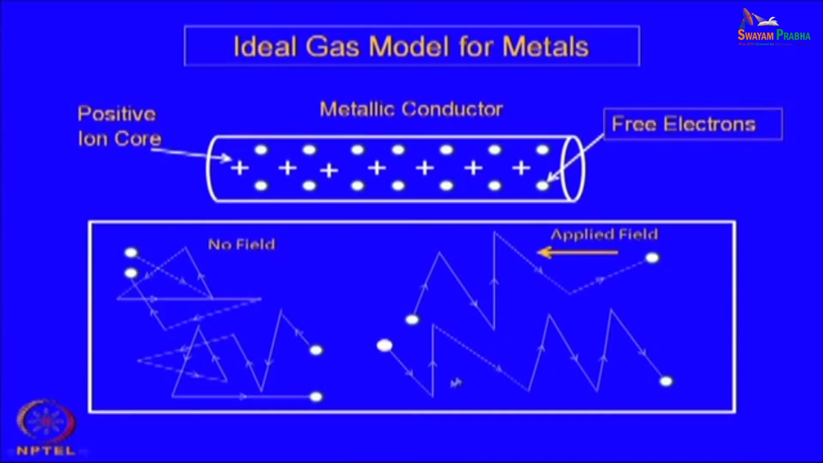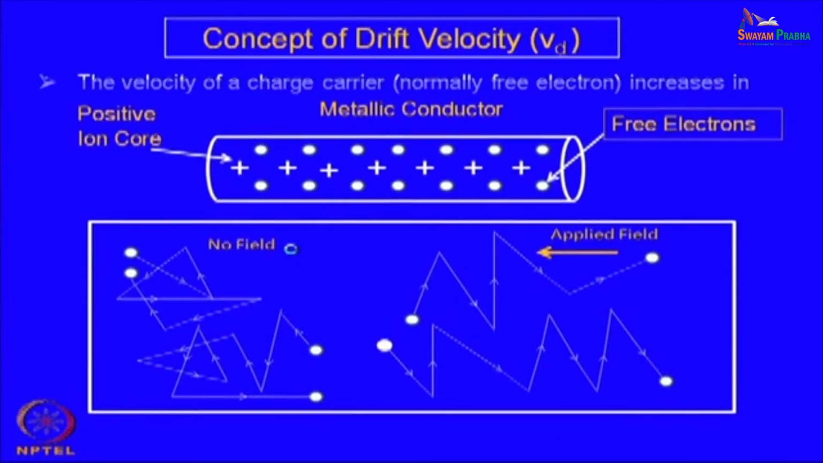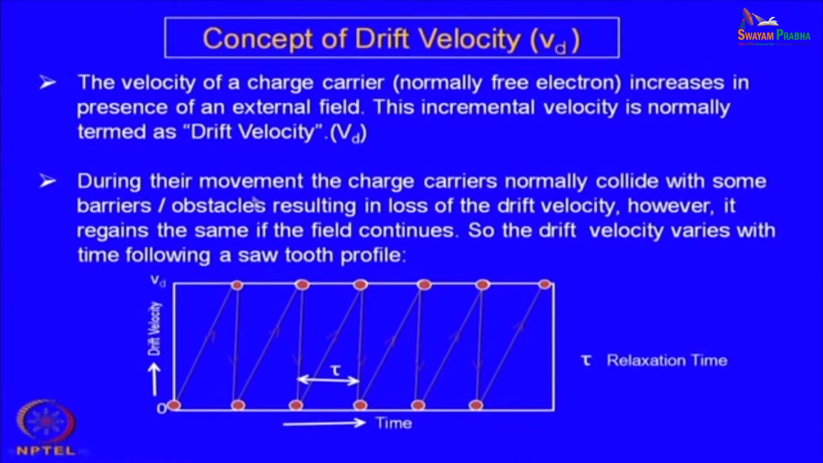Here 2 electrons have been shown. This is the kind of random motion which the gas molecules also have, and here it has been assumed for the electrons as well. Now, the velocity of a charge carrier, in this case an electron, increases in the presence of an external field. This incremental velocity is normally termed as the drift velocity. That means, in addition to its random motion, there is a net movement of the electrons in a particular direction depending on the direction of the application of the field.